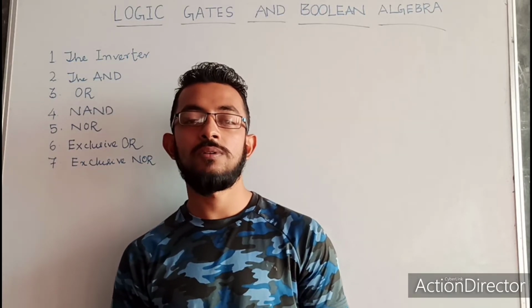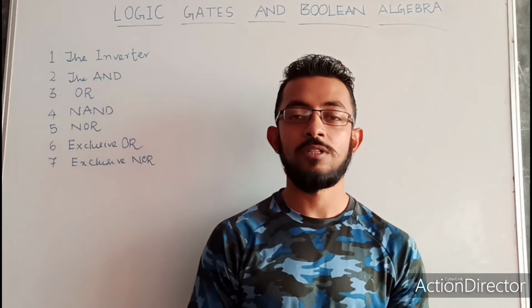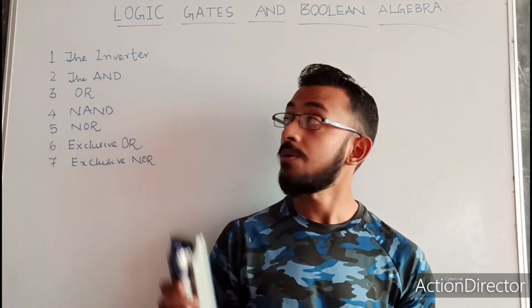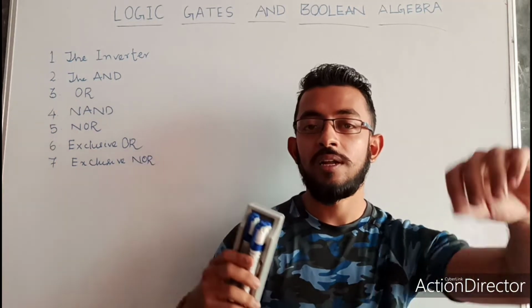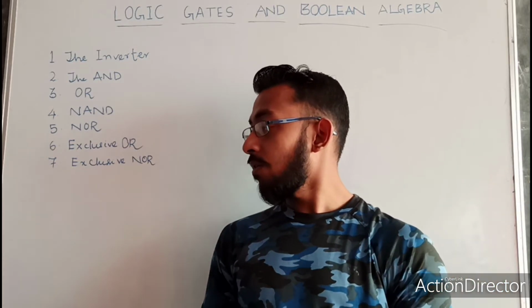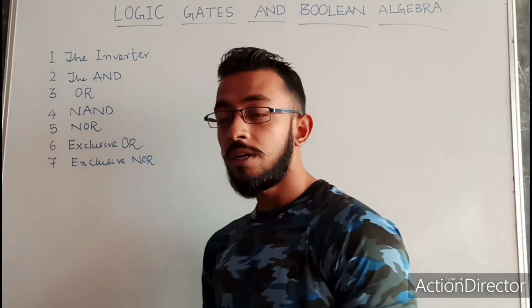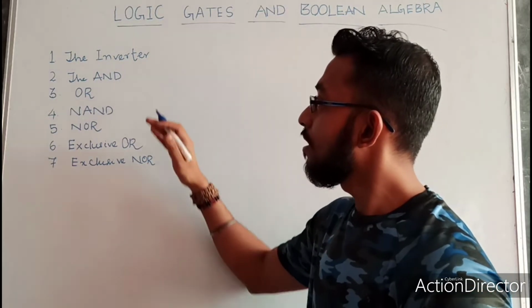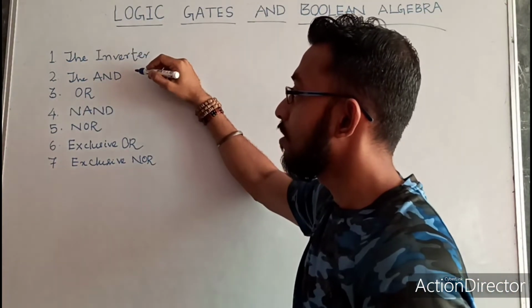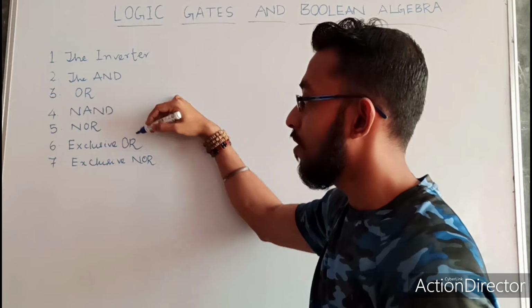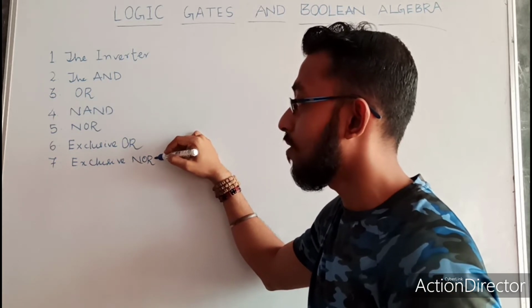In the last video, we have completed the digital electronics principle. Today we are going to start with logic gates and Boolean algebra. So what are the logic gates that we will use in our digital electronics? These are nothing but the inverter, the AND gate, OR gate, NAND, NOR, exclusive OR and exclusive NOR.